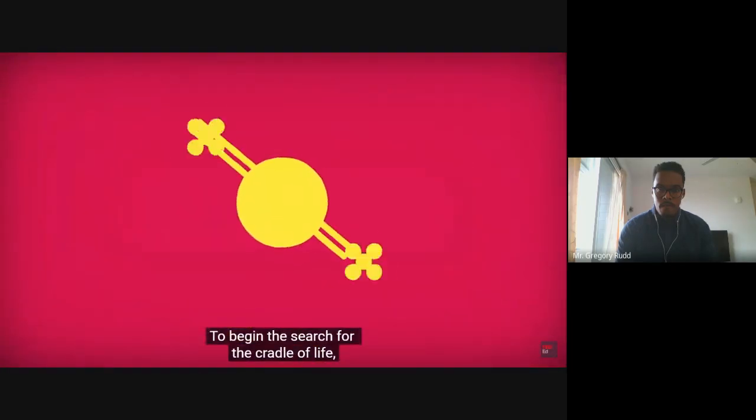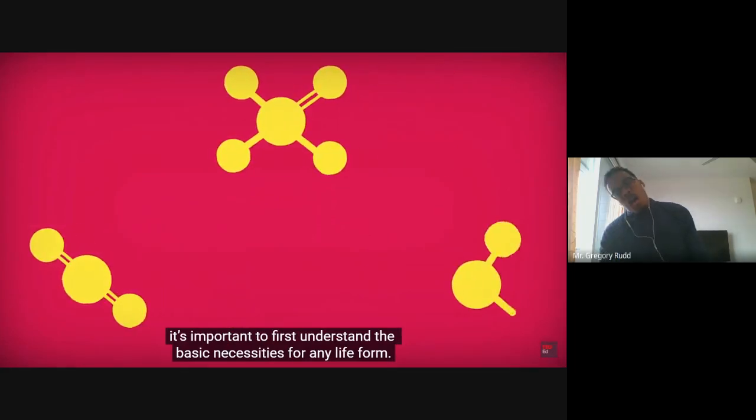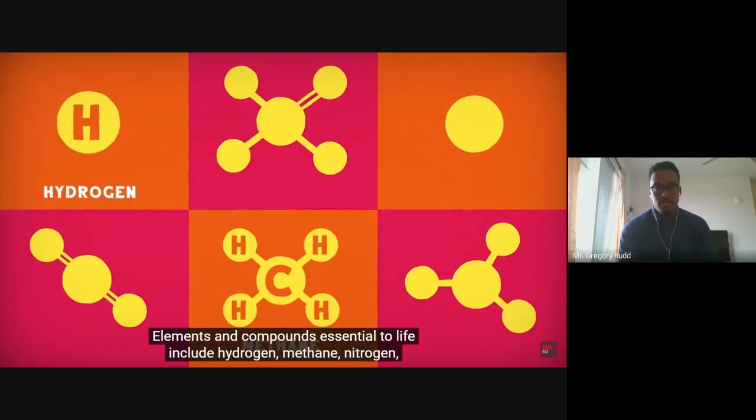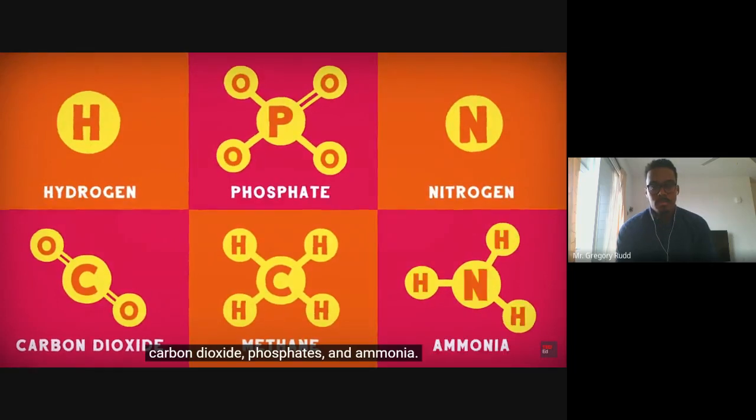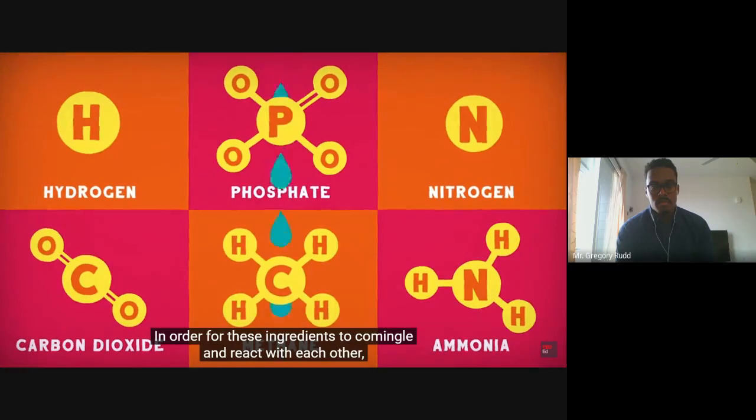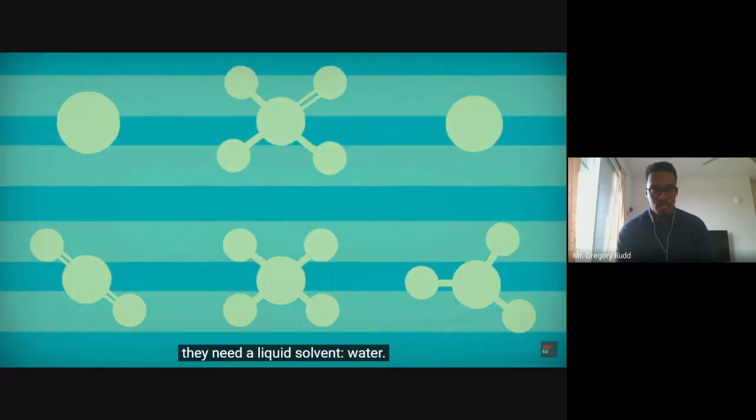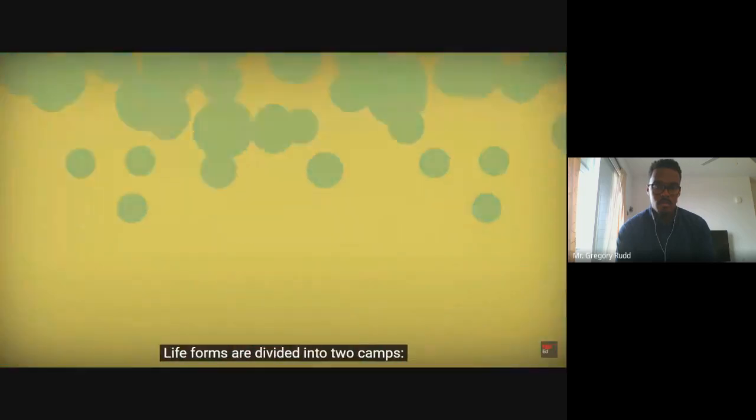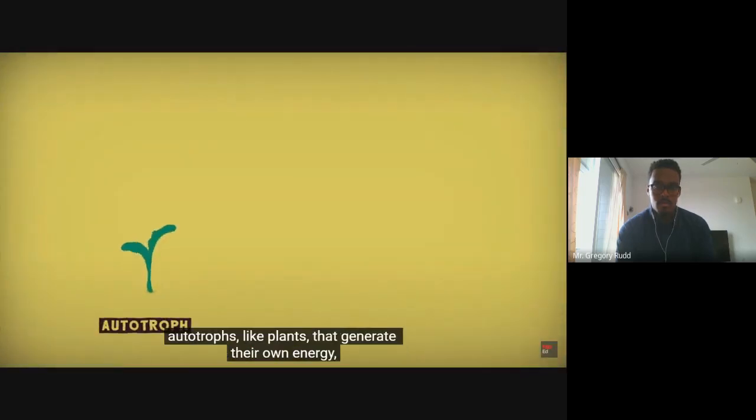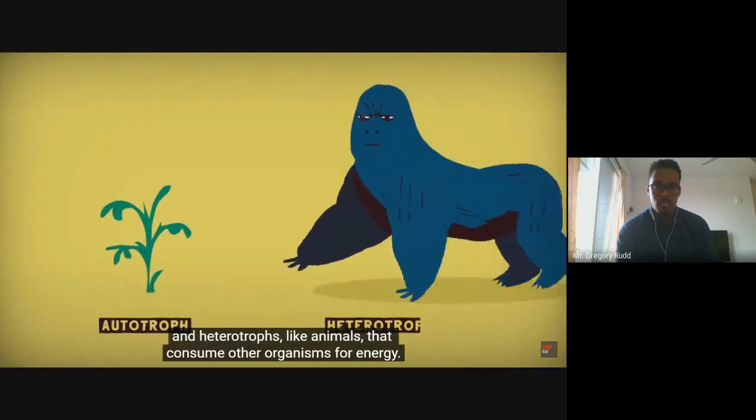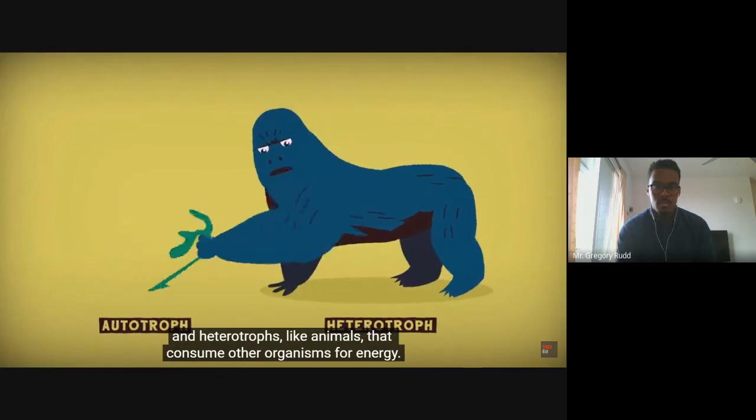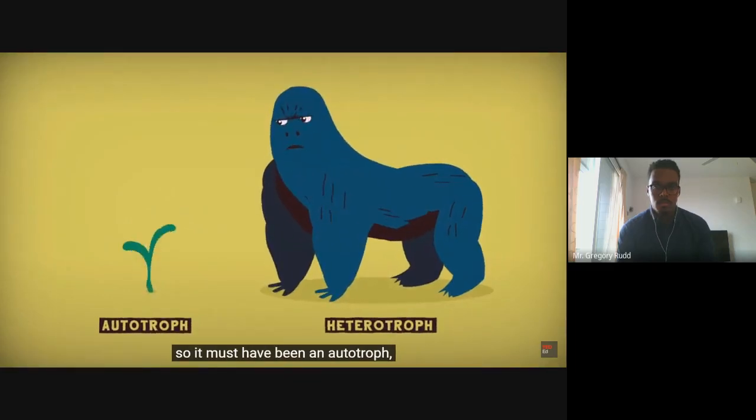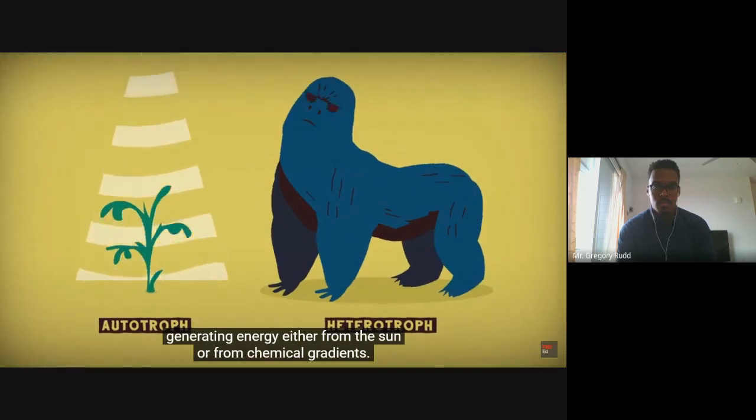To begin the search for the cradle of life, it's important to first understand the basic necessities for any life form. Elements and compounds essential to life include hydrogen, methane, nitrogen, carbon dioxide, phosphates, and ammonia. In order for these ingredients to co-mingle and react with each other, they need a liquid solvent, water. And in order to grow and reproduce, all life needs a source of energy. Life forms are divided into two camps: autotrophs, like plants, that generate their own energy, and heterotrophs, like animals, that consume other organisms for energy. The first life form wouldn't have had other organisms to consume, of course, so it must have been an autotroph, generating energy either from the sun or from chemical gradients.